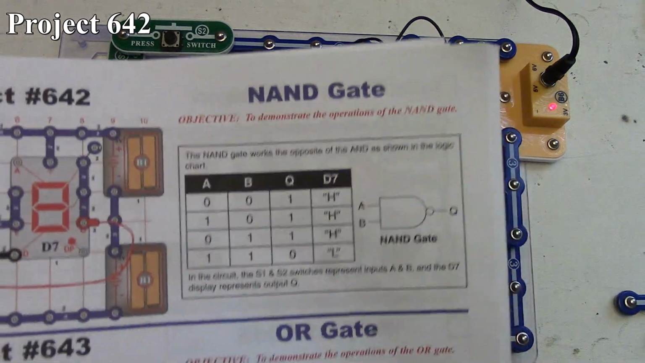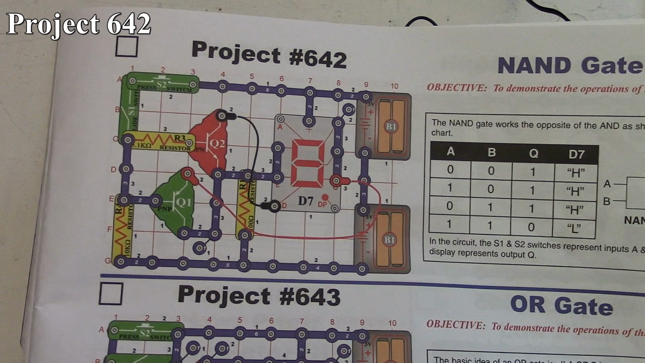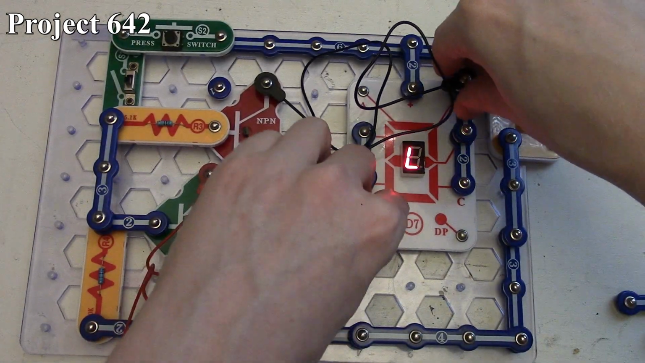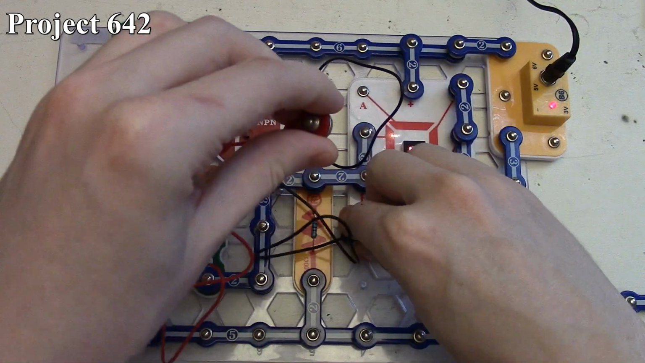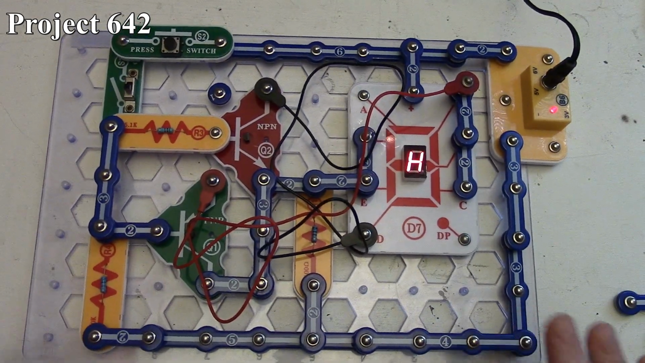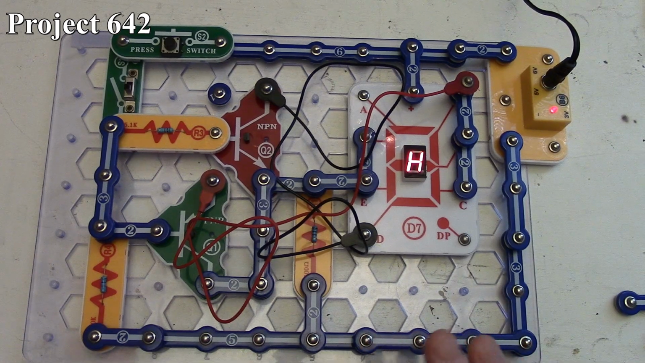Project 642 is the NAND gate. It's basically going to be the opposite of what we have, and we can do that very simply by rearranging the wires here. Now with a NAND gate, it's an AND gate with a negation on it. An N usually means a NOT operator or an inverter. So whatever output the AND gate normally has, it's now going to be opposite. So that's how we get the NAND.